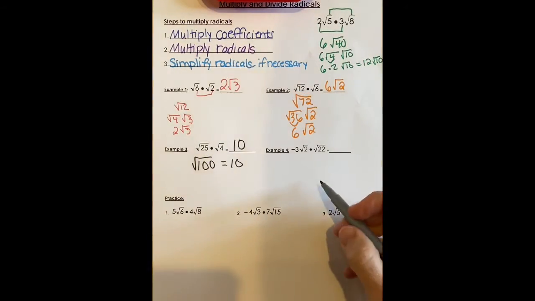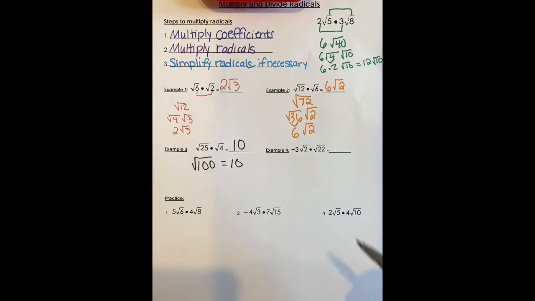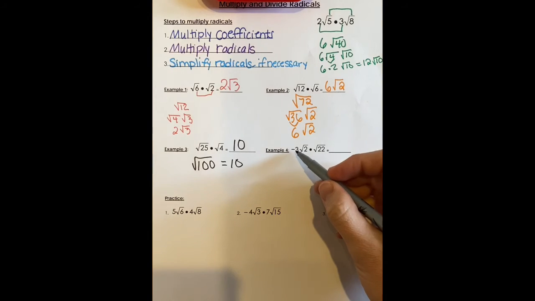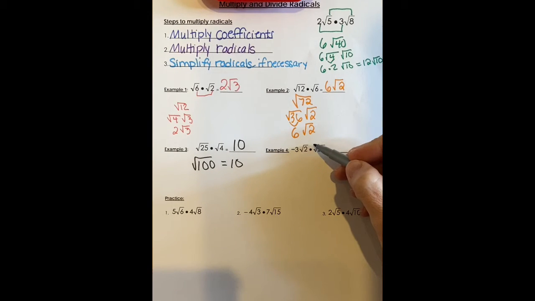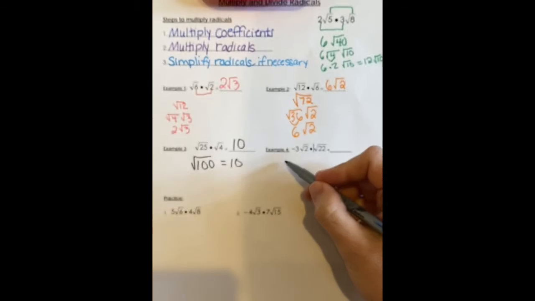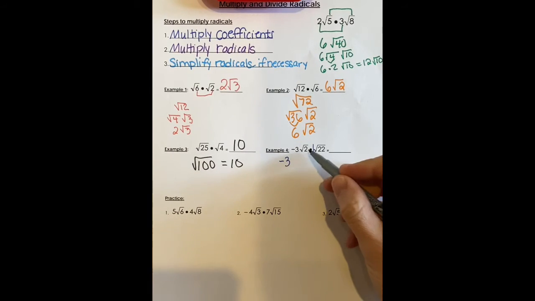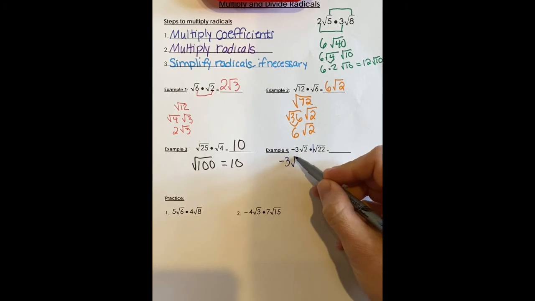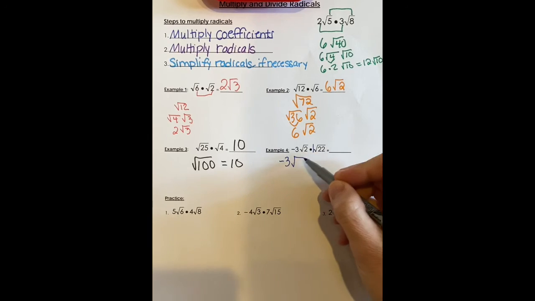And last example, we have negative 3 radical 2 times radical 22. So the negative 3 is multiplying with an invisible 1 that's in front of the radical 22. So negative 3 times 1 would be negative 3. Now I'm going to multiply my radicals. So radical 2 times radical 22 would be radical 44.